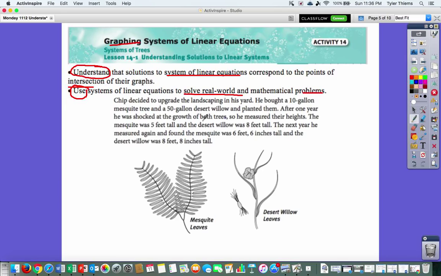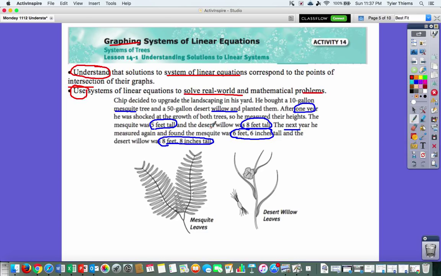So the situation we have here today says Chip decided to upgrade the landscaping in his yard. He bought a 10-gallon mesquite tree and a 50-gallon desert willow and planted them. After 1 year, which is key, he was shocked at the growth of both of the trees, so he measured their heights. The mesquite was 5 feet tall, and the desert willow was 8 feet tall. The next year, he measured again and found that the mesquite tree was 6 feet 6 inches tall, and the desert willow was 8 feet 8 inches tall, which is interesting.